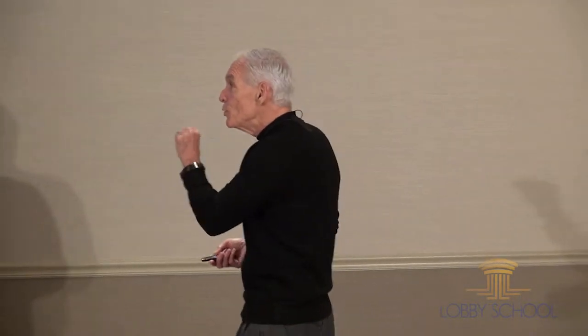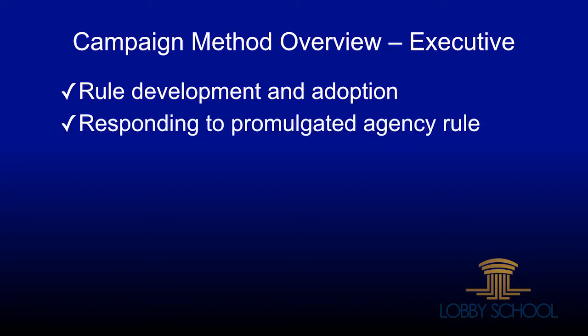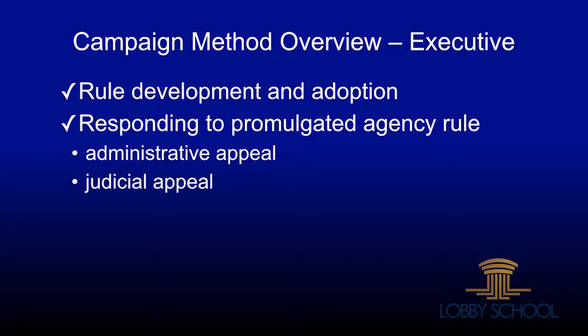So how do we do that face-to-face with those decision makers? The number one way that we impact our legal environment with the agency is through rule development and adoption, because those rules are promulgated by the department in order to create implementation of the law. How do we respond to one of these rules if we don't like it? We can do an administrative appeal. We can do a judicial appeal. We can do a legislative appeal. And so we will go full circle.